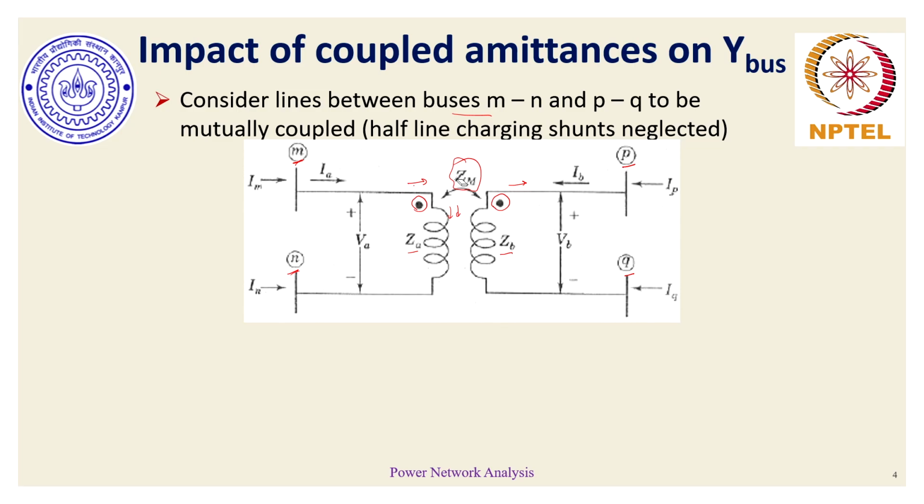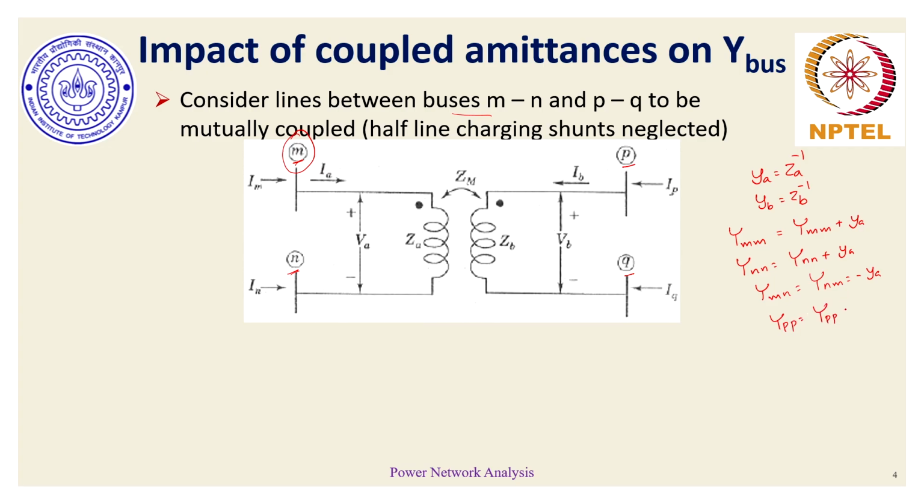Individually speaking, if ZA and ZB were to be only given, then how would we have considered the corresponding bus admittance matrix evaluation? We would have taken the inverse of ZA, found the corresponding admittance, similarly found the admittance of ZB, and then the M comma M element of Y bus, which is the diagonal element with respect to bus M, would have a component equal to YA itself. Similarly, YNN would also have a component equal to YA, whereas the off diagonal elements MN or NM would be equal to minus YA. Similarly, YPP, which is a diagonal term of Y bus, would have an effect of YB. Same would be there for YQQ also.